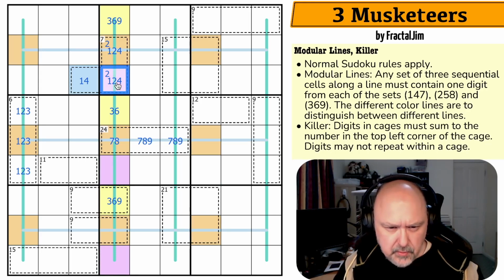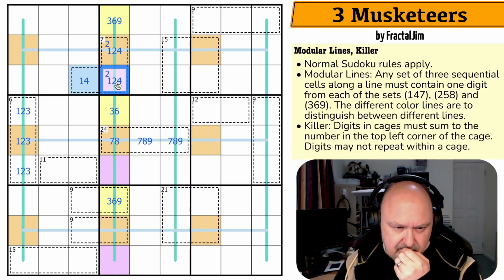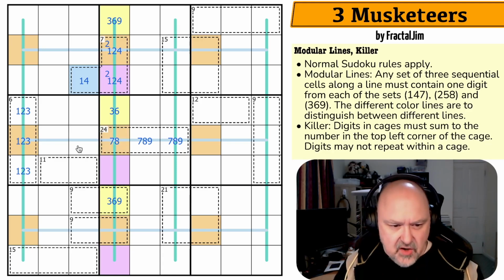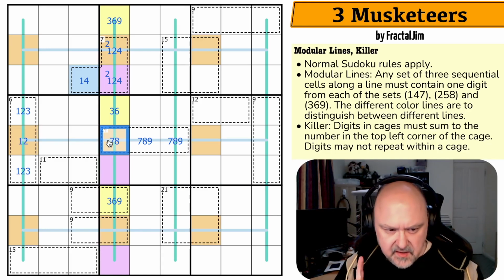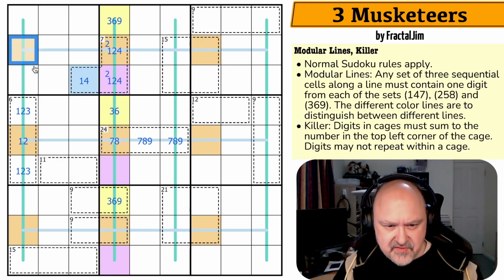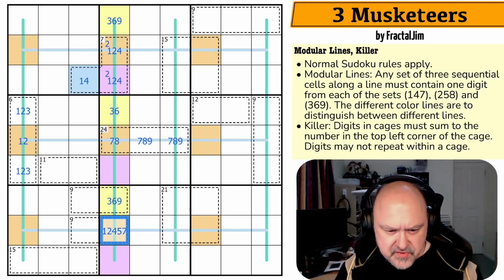But this purple, and it can't be 369. So this can't be the 3. So it has to be from 147 or 258. So this is from 147 or 258. This is from 147, yeah. And this is the same. This is from 147 or 258.